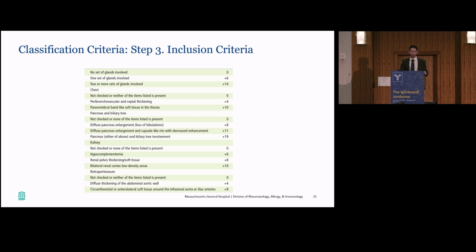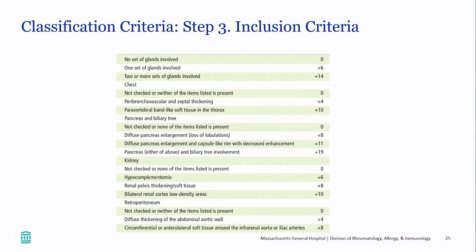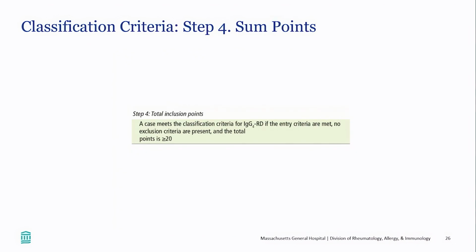And then there are points that are given for different clinical manifestations. How many glands are involved? What do the kidneys look like on imaging? Is there retroperitoneal fibrosis? Things like this that really help guide us or clue us into the diagnosis of IgG4-related disease. And the more someone has, the more points they get. And they defined the number of points that are needed to classify the diagnosis as 20. So if someone has 20 or more points, then they are classified as having IgG4-related disease.